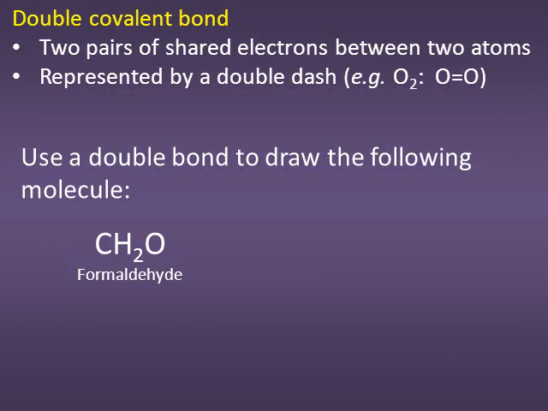Okay, so now take another turn here at coming up with the structural formula for formaldehyde using a double bond. Okay, so once again, we only have one carbon atom. You're going to bond that to the oxygen. And then in this case, you could try a few different things with the hydrogens, but none of them will work unless you put those hydrogens onto the carbon.